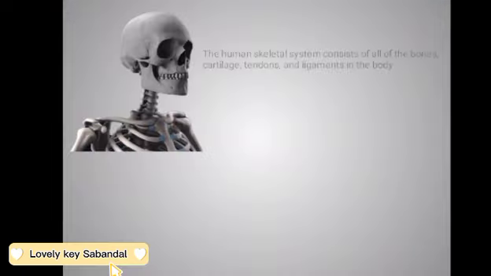Our topic for today is all about the human skeleton, and I will discuss the skeletal division. What is the skeletal system? The human skeletal system consists of all the bones, cartilage, tendons, and ligaments in the body. Altogether, the skeleton makes up about 20% of a person's body.